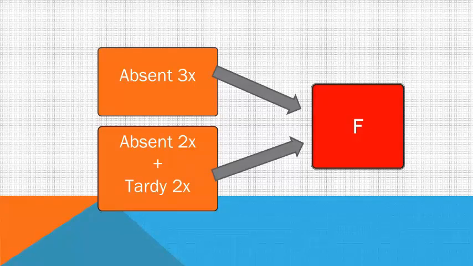If you're absent 3 times, you will receive an F for the course unless you withdraw from the course. If you're absent twice and tardy 2 times, that's the equivalent of 3 absences, and you will receive an F for the course.